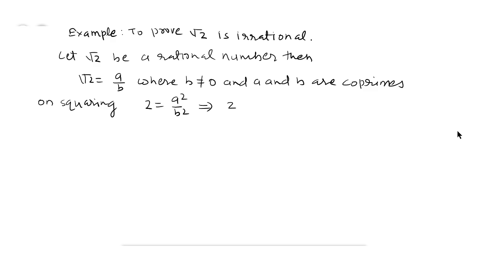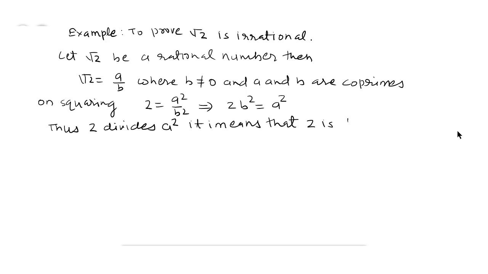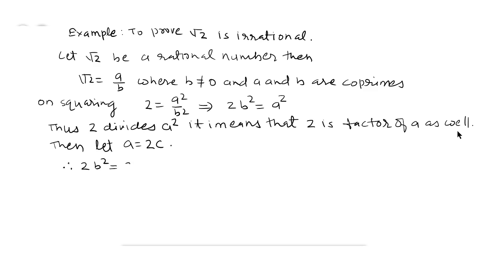This gives 2b square equal to a square. Thus, 2 divides a square or 2 is a factor of a square. It means that 2 is a factor of a as well. Then let a equal to 2c. Therefore 2b square equal to 2c whole square. This gives 2b square equal to 4c square or b square equal to 2c square.